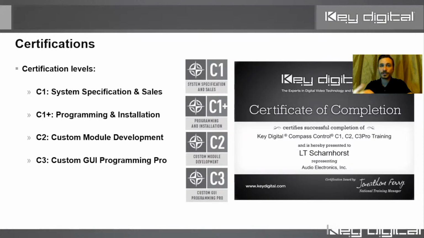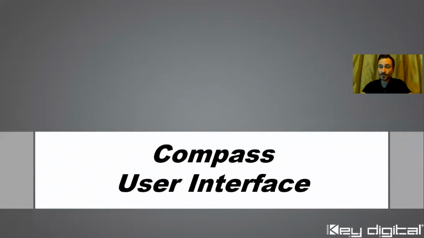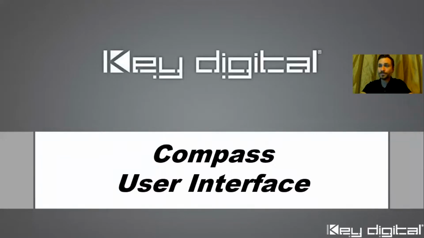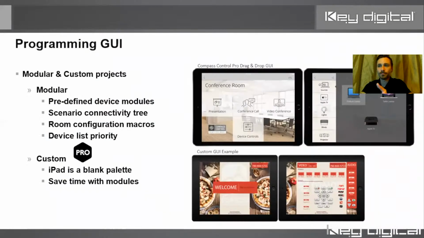And then C3 goes further, where you could just totally build a custom GUI. And that's what Compass was originally, completely custom. Now we have these modular programmings available. So let's compare and contrast. We're looking here at 2 rows of iPad images. Top row is our current modular 2.0, we call that. At the bottom is one out of an infinite amount of examples of a custom GUI.